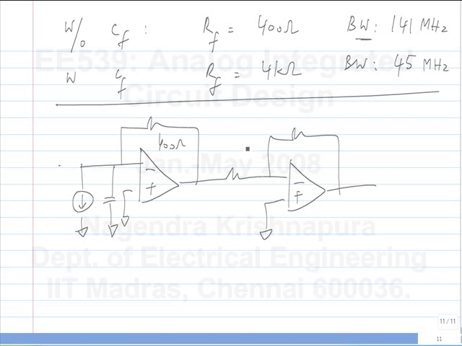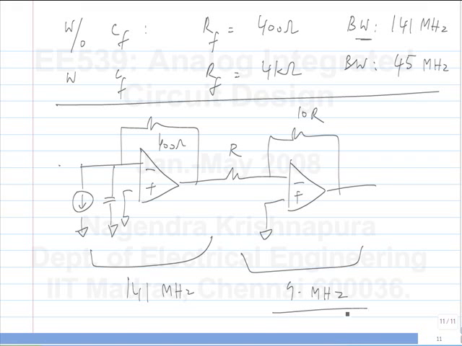What is the bandwidth of this stage? So this stage was 141 megahertz. What will be the bandwidth of this stage, using the same op-amp? Let's say this is some R and this is 10R. 100 by 11. So that's about 9 point something megahertz. So this is completely irrelevant. It is basically 9 megahertz. That's the bandwidth. So the bandwidth goes down severely and it is more expensive.